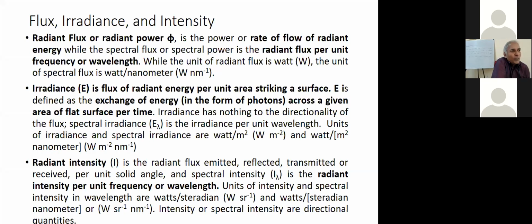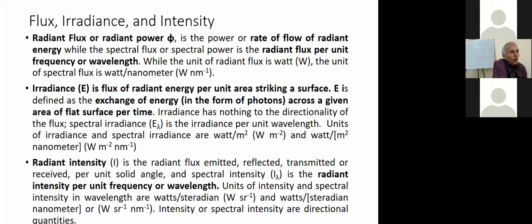The radiant flux from the sun is the source of all energy for the Earth atmospheric system. We all know that. The radiant flux from the sun is of the order of 10 to the power of 26 watts, 3.9 into 10 to the power of 26 watts. That is the amount of energy coming out from the sun. Typically the unit of radiant flux is watts, that is basically energy per unit time, joules per second.